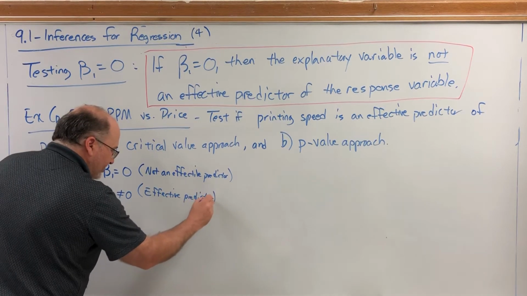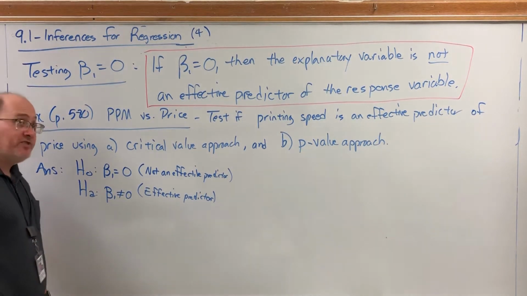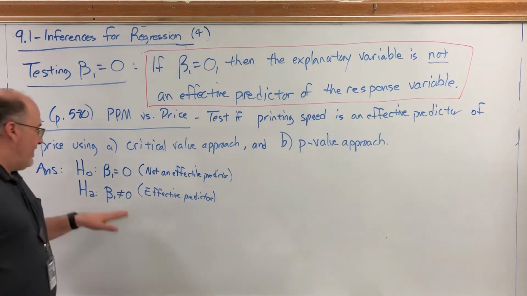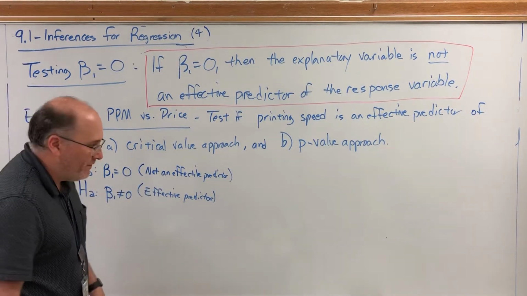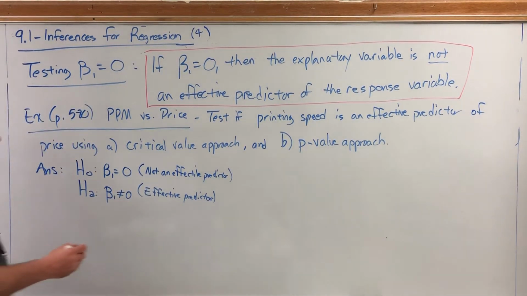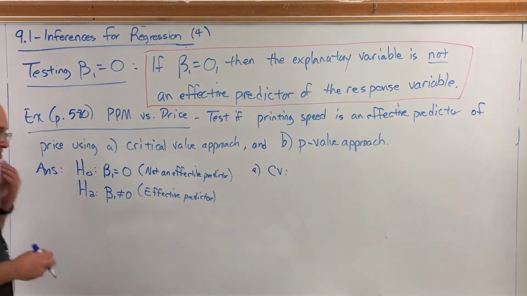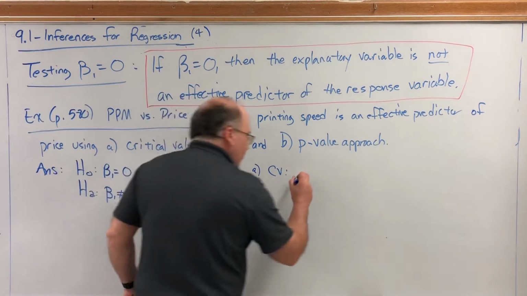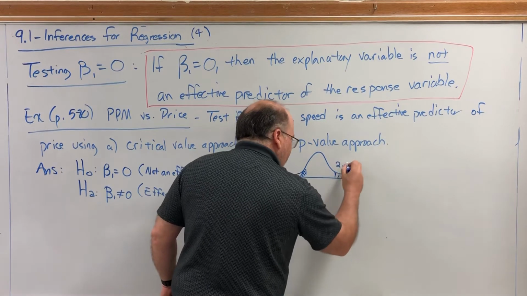So you can state these hypotheses either in terms of words, the effectiveness of the explanatory variable as a predictor for the response variable, or numerically in terms of the slope being 0 or not being 0. Just keep in mind that slope not equal to 0 means effective predictor, slope equals 0 means not an effective predictor. Now, if we're going to do the critical value approach, then we need a critical value. I haven't given a significance level, so we're going to assume it's 5%. Two-tailed test, because this says not equal to. So two tails, and 5% gets split in half among the two tails, so 2.5%.